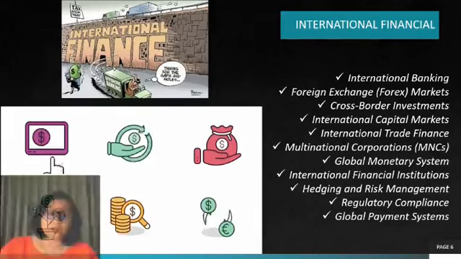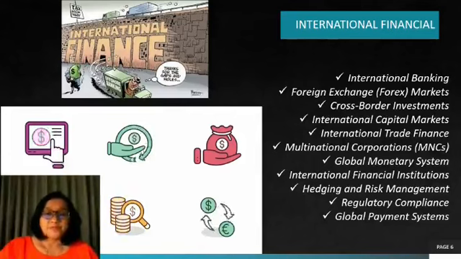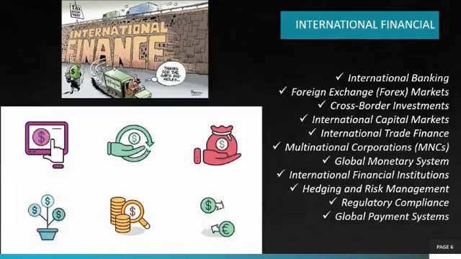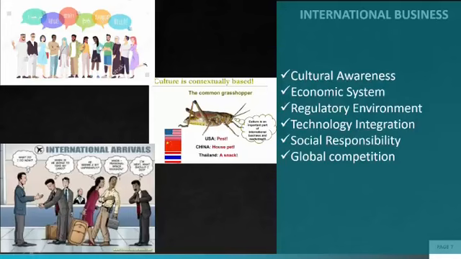And last, for the major topics, we talk about international business. When doing international business, it usually includes various aspects or perspectives that characterize the complexity and scope of global economic activities. Some of them are scope of operation, cultural awareness, regulatory environment, economic system, technology integration, social responsibility, and of course the global competition.